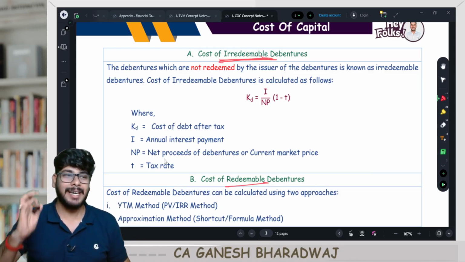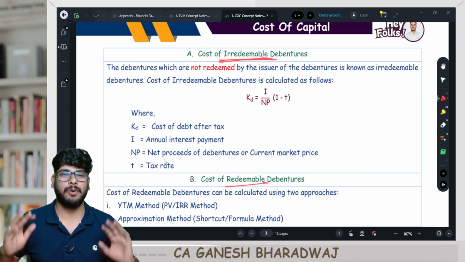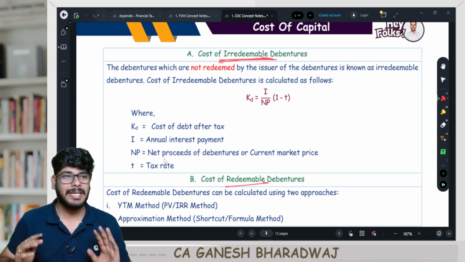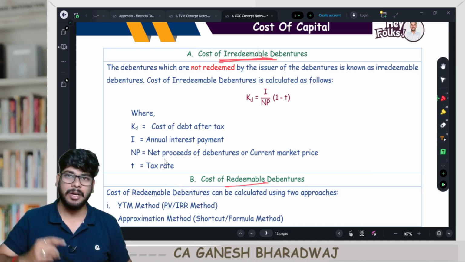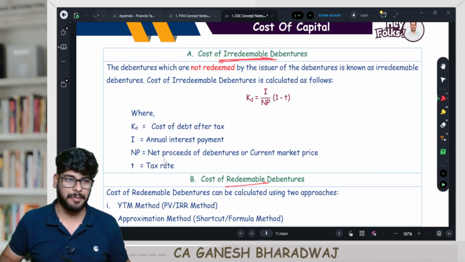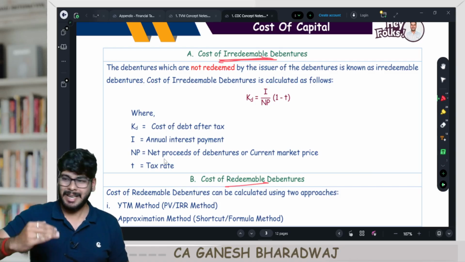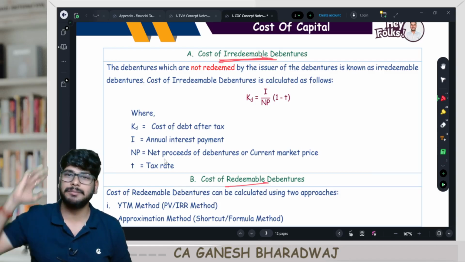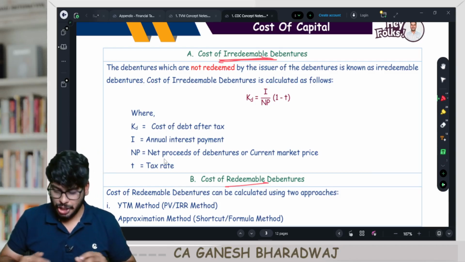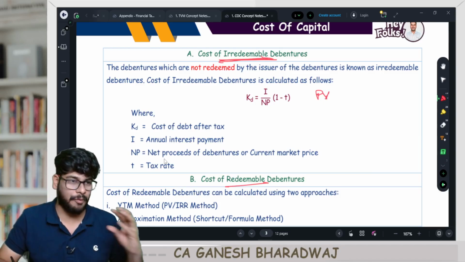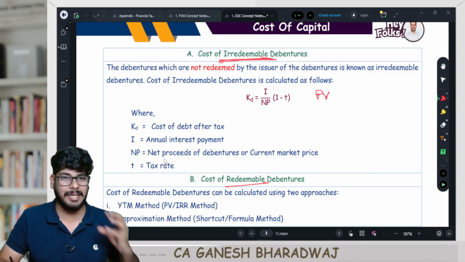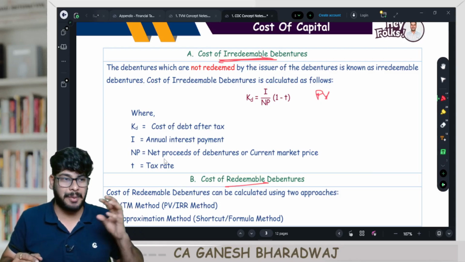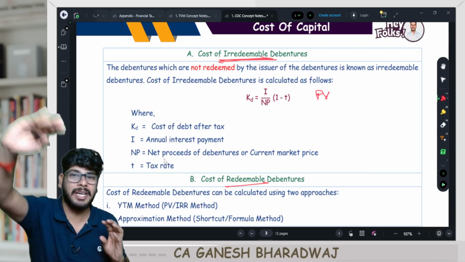Now, in case of irredeemable debenture. Now, guys, you tell me, irredeemable debentures. What happens in case of irredeemable debentures? The same equal amount of cash flow will be paid up to perpetuity. Correct? So, can I say the present value of the debenture? Correct? The present value. How will you calculate the present value of an infinite equal cash flow?